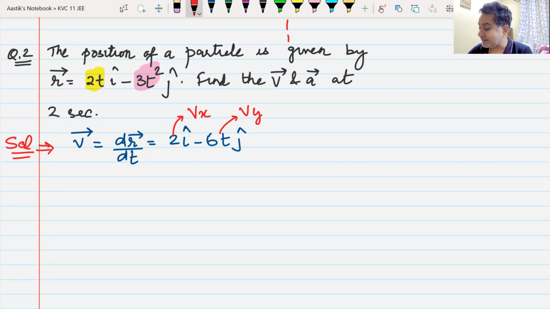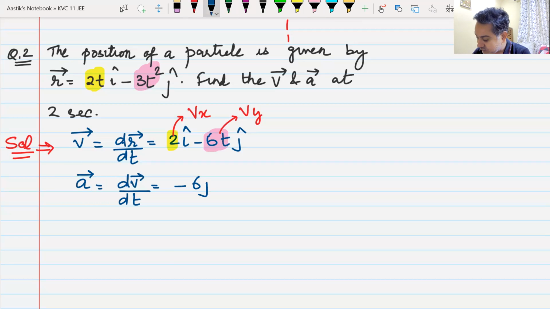Okay, this was your velocity and now let us talk about the acceleration. Your acceleration is the derivative of velocity, dv by dt. I differentiate this once more. If I differentiate this, the derivative of 2 would be 0, so let us forget about this. Then let us differentiate this: 6t, 6 comes out, derivative of t is 1. So I get minus 6g. As you can see, life still remains the same.